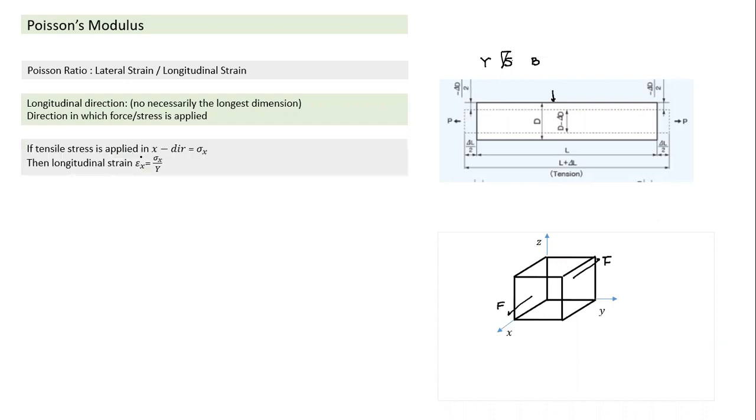So if the tensile stress is expressed in x direction and stress is sigma x, which is force by area, we are assuming whatever force is applied across the cross section is uniform. So this will produce a strain equal to stress by Y. This is what we had done. This is normal Young's modulus. If tensile stress is applied, then longitudinal strain epsilon x is equal to longitudinal stress by Y.